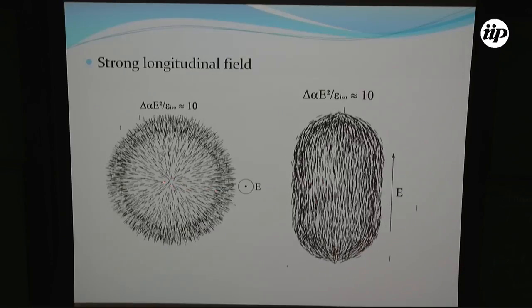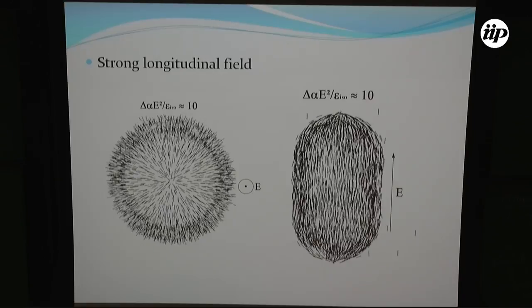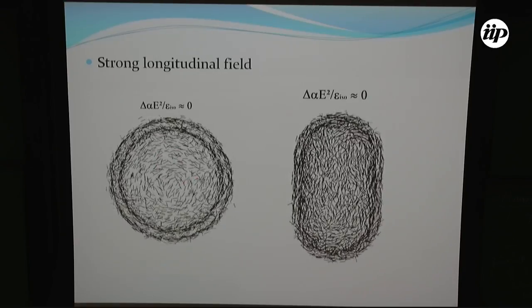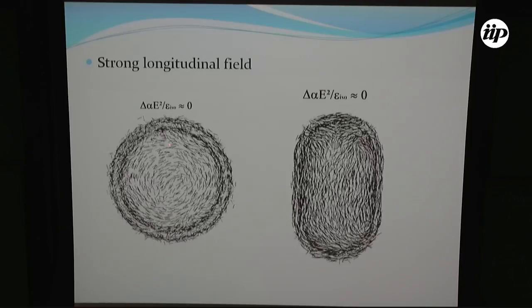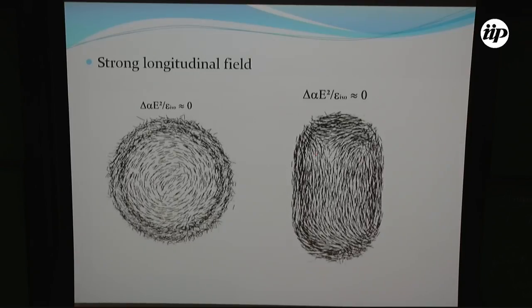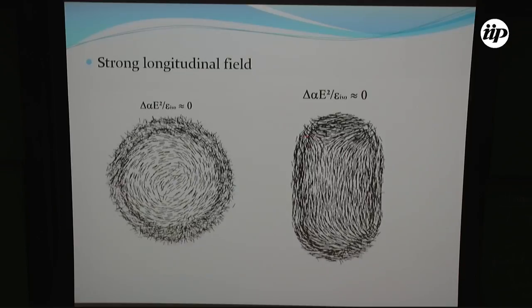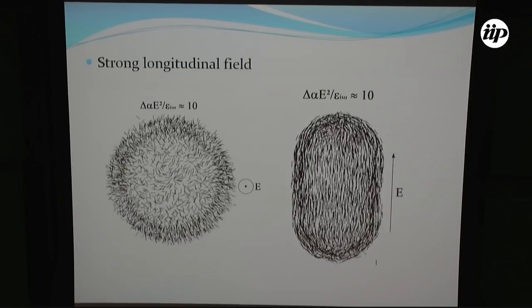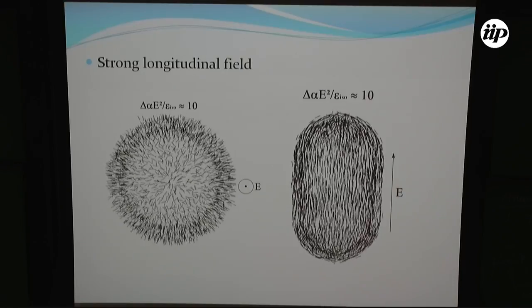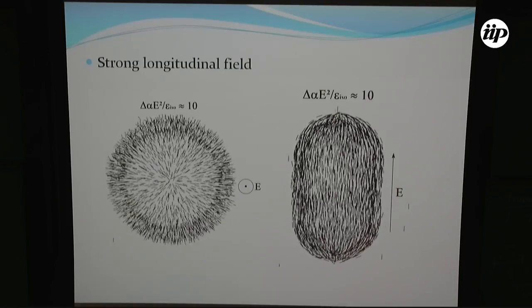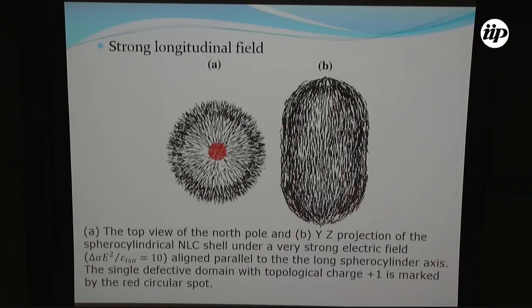We change the configuration of the nematic director, and it's important that when you apply the field, the metastable topological defect disappears. Okay, only +1/2 here, +1/2 in the south pole. And this is the final configuration. If you apply a stronger longitudinal field, we have a +1 charge here in the top, north pole, and +1 in the south pole.